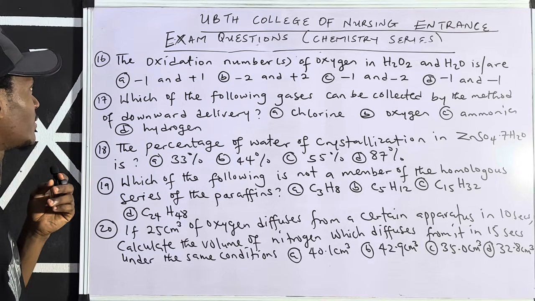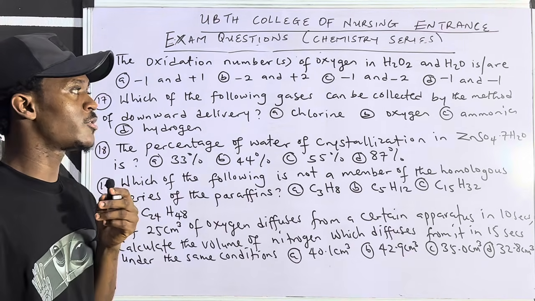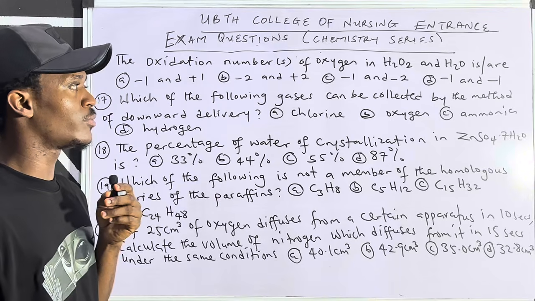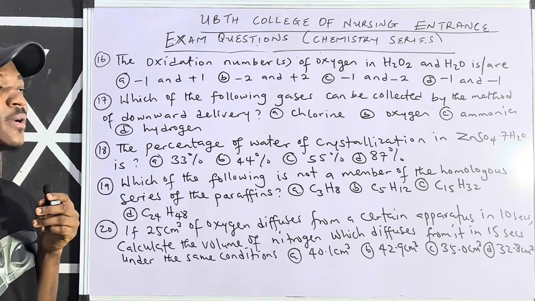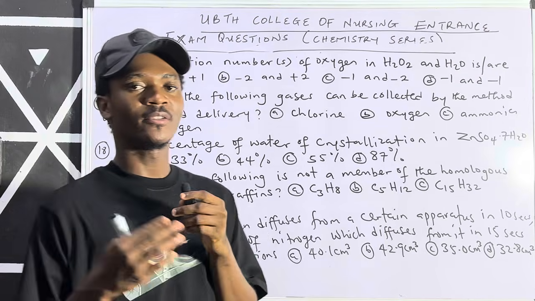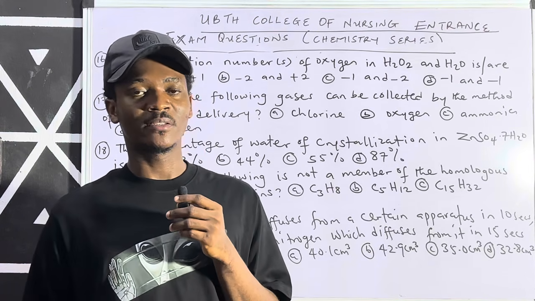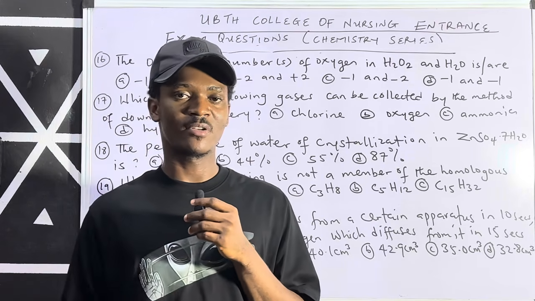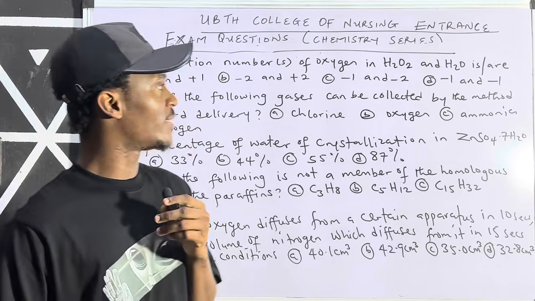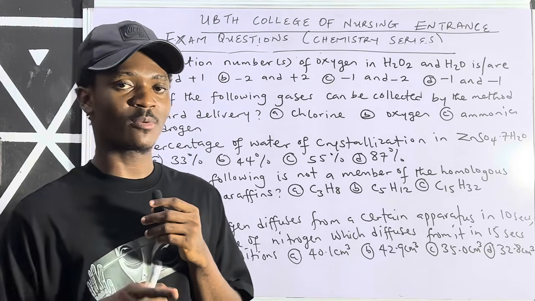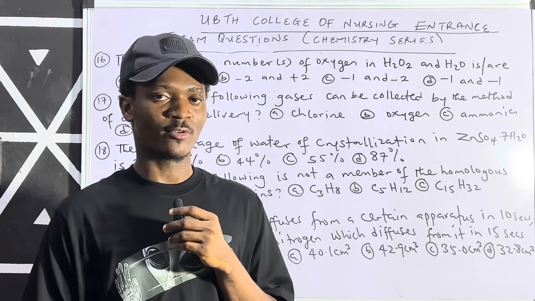Question 16. The oxidation numbers of oxygen in H2O2 and H2O are, respectively. Now this question is coming from how well we understand the oxidation number of elements in compounds, in radicals, in simple ionic representations, in their free state, especially in the case of oxygen and hydrogen. Now oxygen in most compounds, the oxidation number is -2, while that of peroxides is -1.